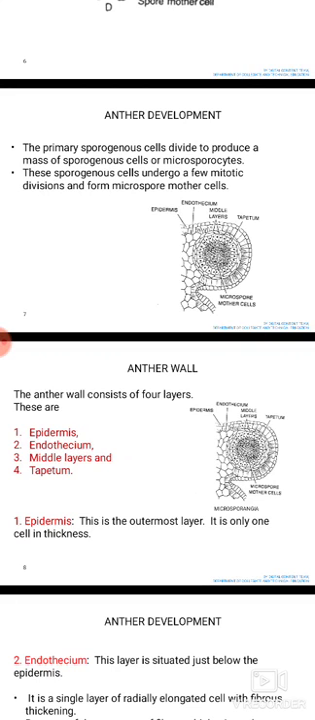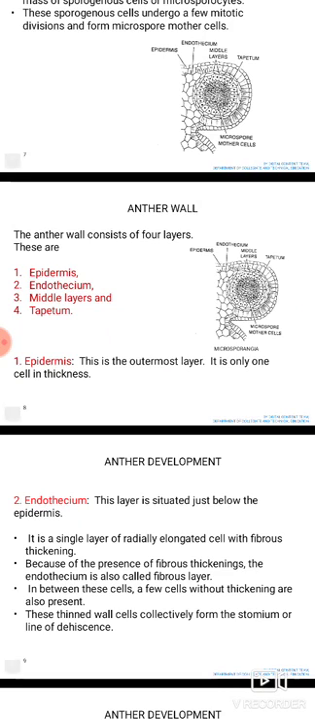Epidermis is the outermost layer. It is only one cell in thickness. Endothecium. This layer is situated below the epidermis. It is a single layer of radially elongated cells with fibrous thickening. Because of its fibrous thickening, the endothecium is also called the fibrous layer.